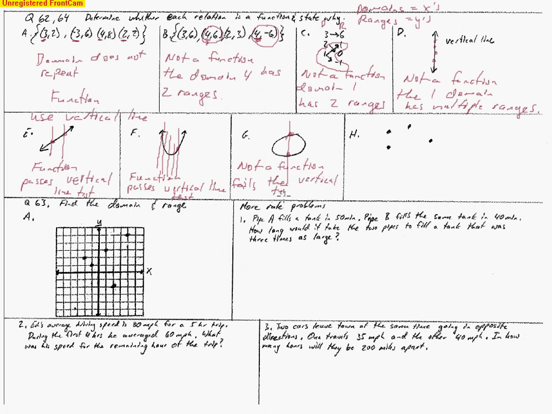Well, the next one has just a series of points. So notice if any line up vertically. Notice these line up vertically. So this, again, is not a function. The reason it's not a function is that it fails the vertical line test. So vertical line test says you can only have one range for each domain. So each domain can only have one range.